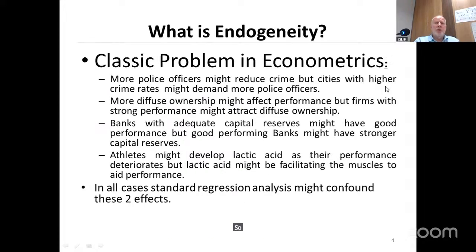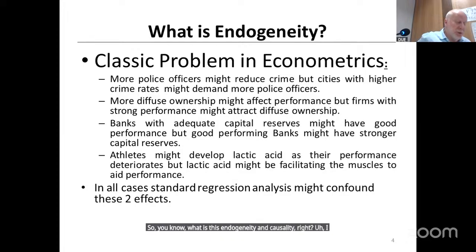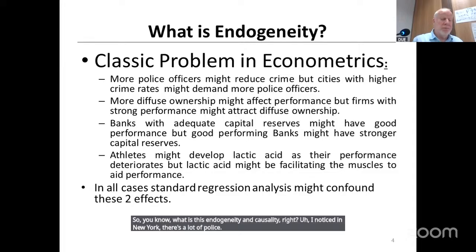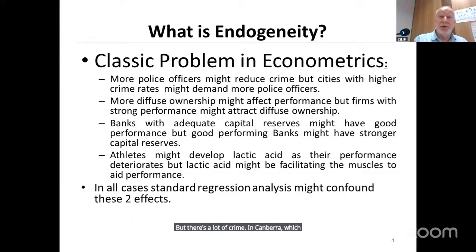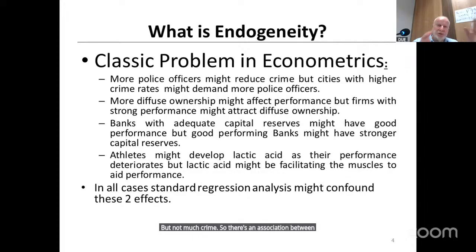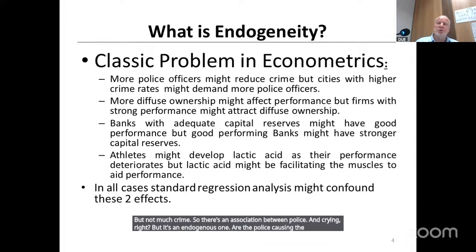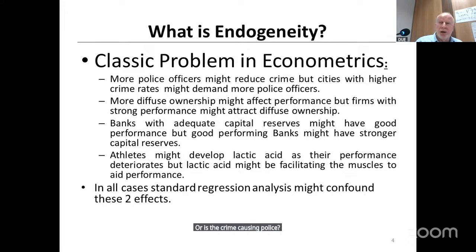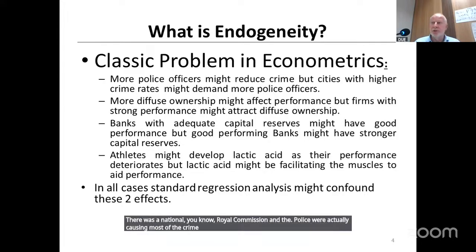So, what is this endogeneity and causality, right? I noticed in New York, there's a lot of police, but there's a lot of crime. In Canberra, which is the capital of Australia, there's very few police, but not much crime. So there's an association between police and crime, right? But it's an endogenous one. Are the police causing the crime, or is the crime causing police? In New South Wales, where I'm from, there was a Royal Commission, and the police were actually causing most of the crime. They were integral in it. So it's not as clear cut, right? You do a regression, you see a relationship, but what's causing what?